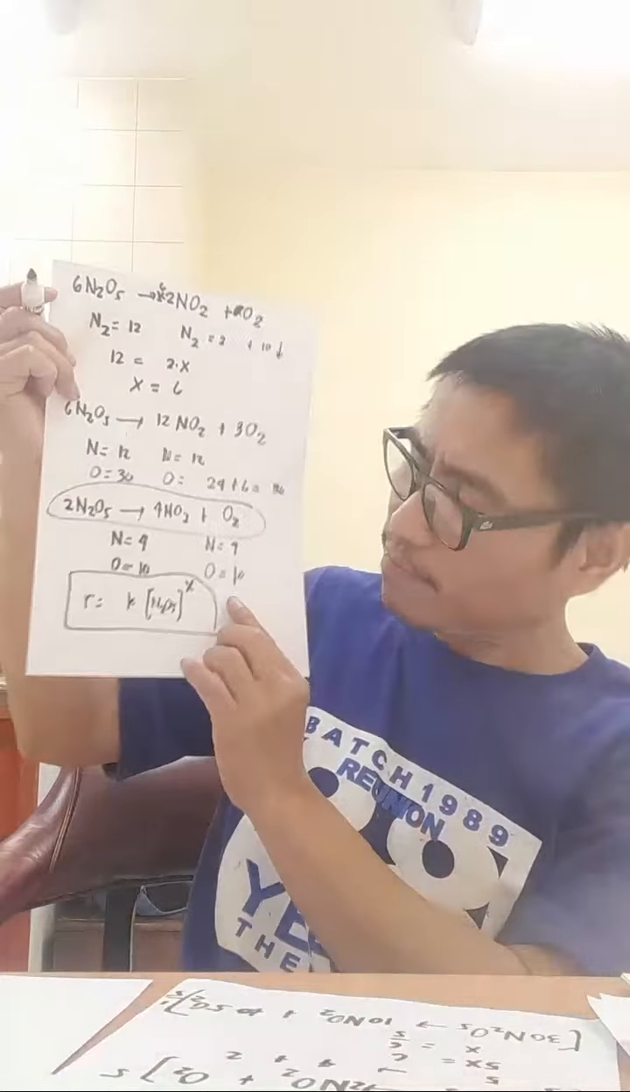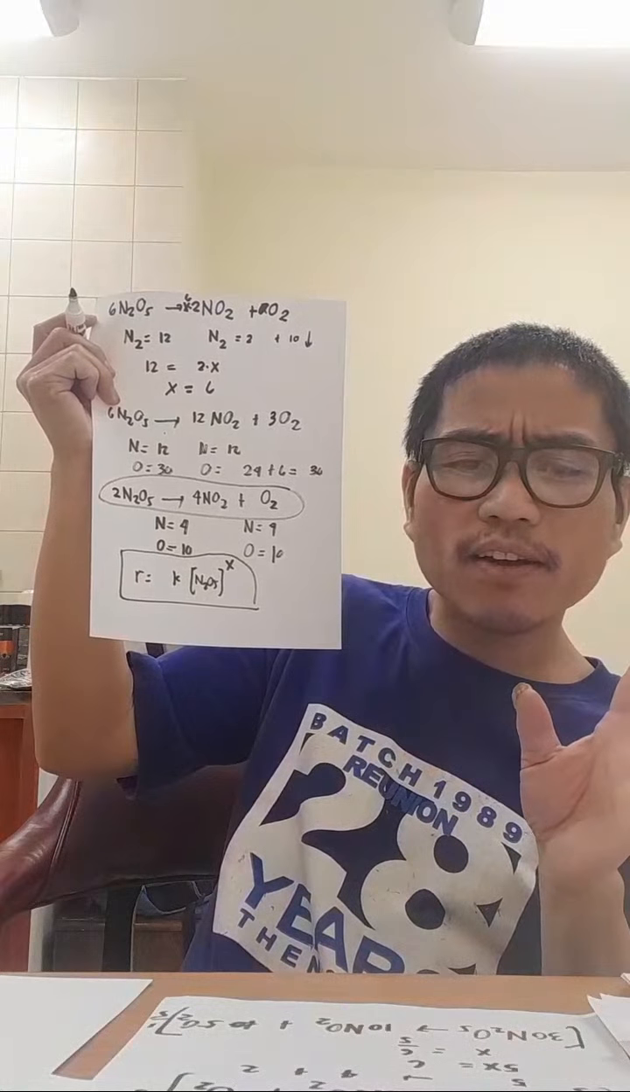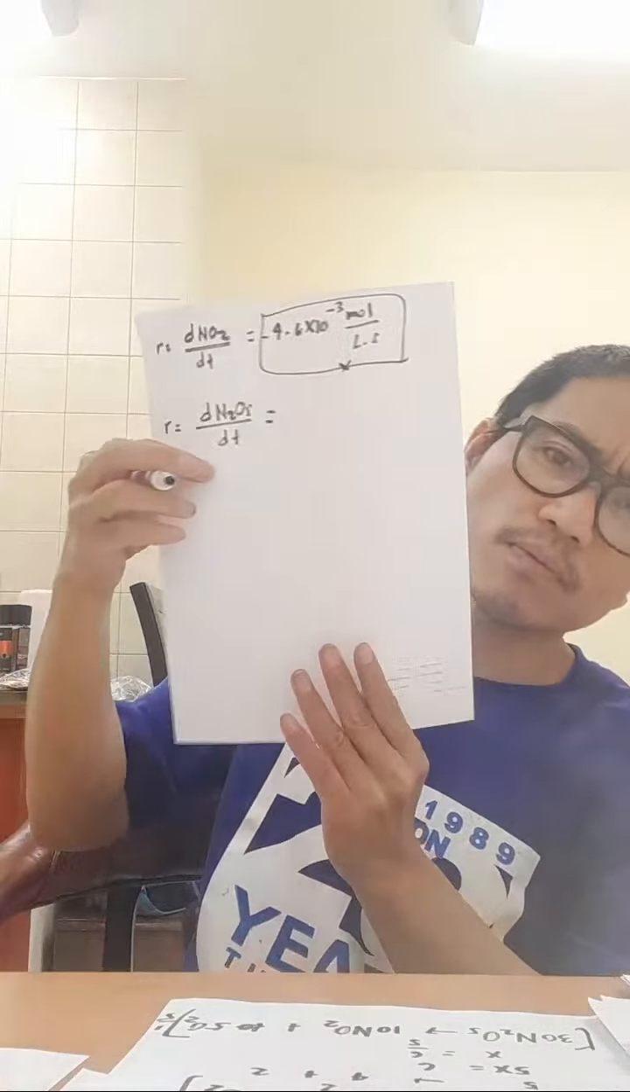Now, we have the rate here, and our k. Then, what is the disappearance of dinitrogen pentoxide? It's also negative for the pentoxide. So we are asked for the rate of disappearance of dinitrogen pentoxide, which is also negative. So it's equal to the change of N2O5 over dt, which we don't know, so that is x or a question mark.